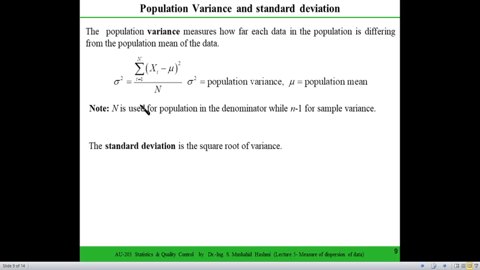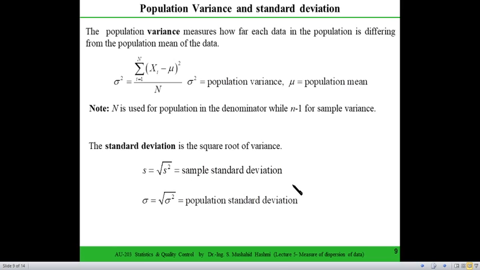Standard deviation is just the square root of the variance. If it is a sample variance, it is called the sample standard deviation. If it is a population variance, it is called the population standard deviation. So s squared is my sample variance, and if I take the square root, I get s, which represents the sample standard deviation. Similarly, for the population, if sigma squared represents the variance, then taking the square root gives sigma, which is called the population standard deviation.